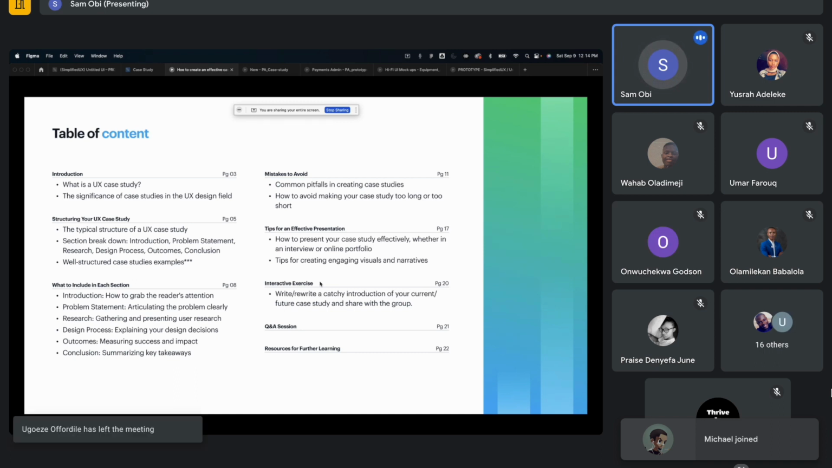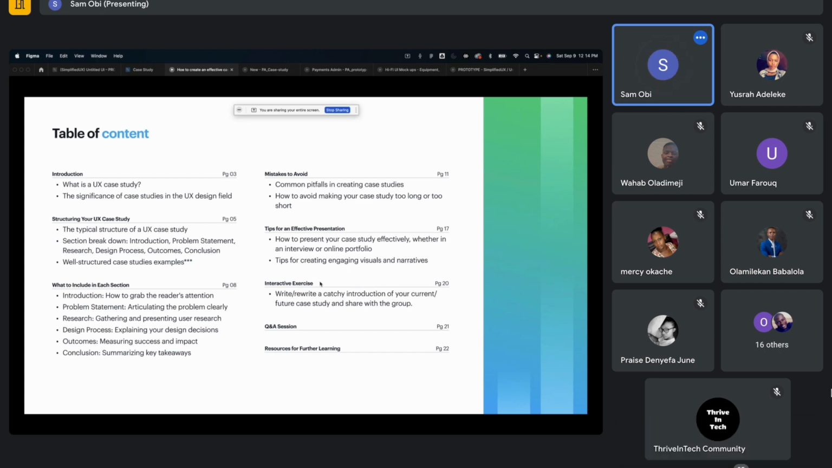You are going to write or rewrite a catchy introduction of your current or future case study. So if you have a current case study, you're going to write a catchy introduction. If you don't have one, you're going to think of something that you might want to present in the future. It could be real or not real, but the goal is to capture people's minds by the introduction that you're going to write. So you're going to put it out there, and then we're going to share it with the group. So as AJ said, you're going to paste it in the chat, and then we'll go through them as quickly as we can and then make things even better. And then we're going to have a question and answer session, and then a few resources for further learning.